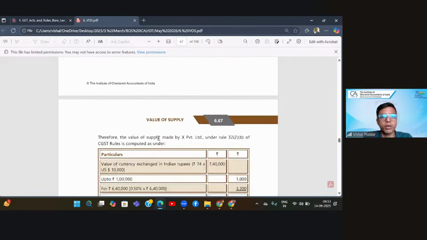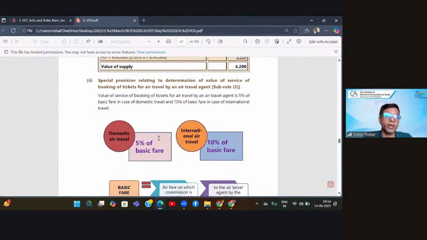So this is for foreign currency exchange valuation. Now we come to the next specific service. Please read: a special provision relating to determination of value of service of booking of tickets for air travel by an air travel agent, as per sub-rule 3. Remember one thing, we are not talking about the airline service. For airline, the value of the service is the value of the ticket.